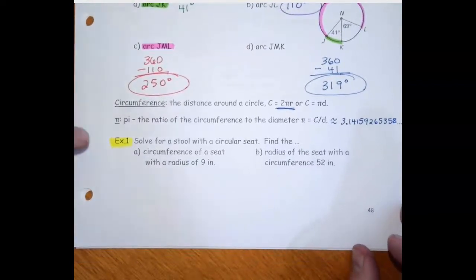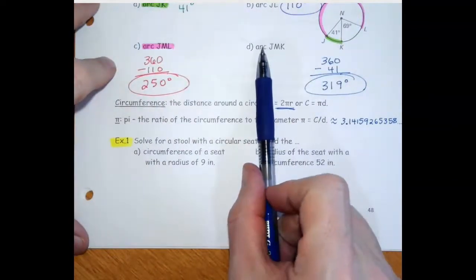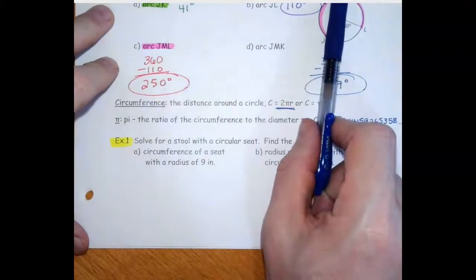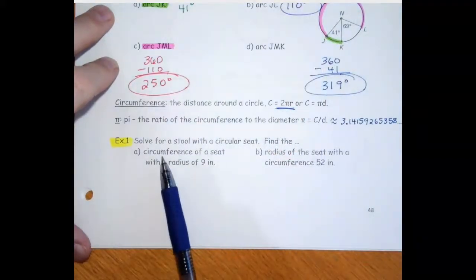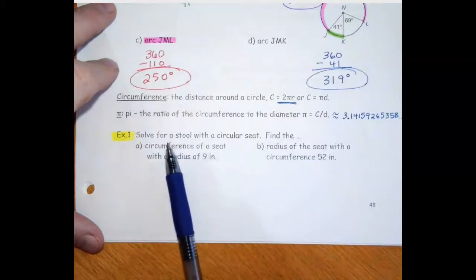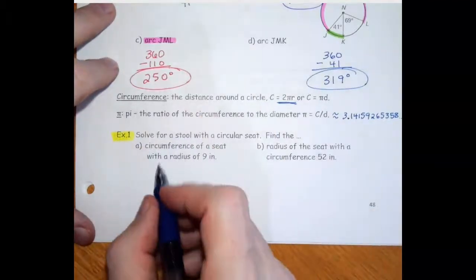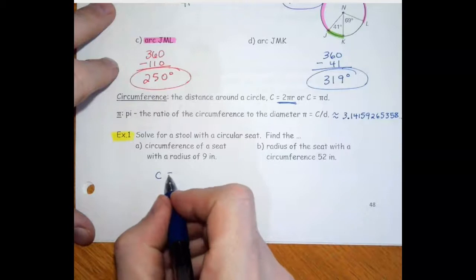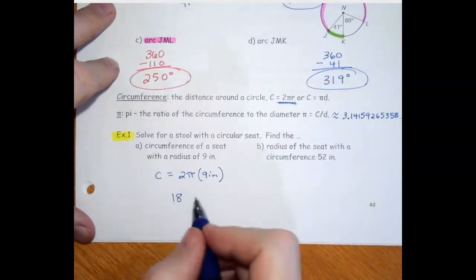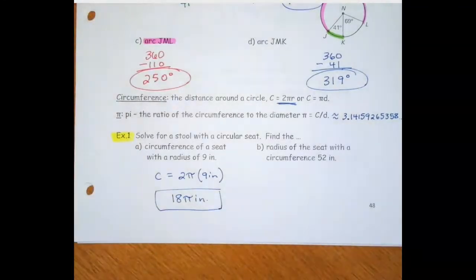Okay, so let's move on to example 1 here. So far that was all kind of review. Technically, although I don't remember when we talked about that. Maybe it was in chapter 10, but we haven't done chapter 10 yet. So let's just go back to here. So solve for a stool with a circular seat. Find the circumference of the seat if the radius is 9 inches. So that's something you've probably done for quite a few years now, finding the circumference of something. So the circumference is 2 pi r. Okay, so again, this is pretty nice stuff so far, as far as not being too complicated.